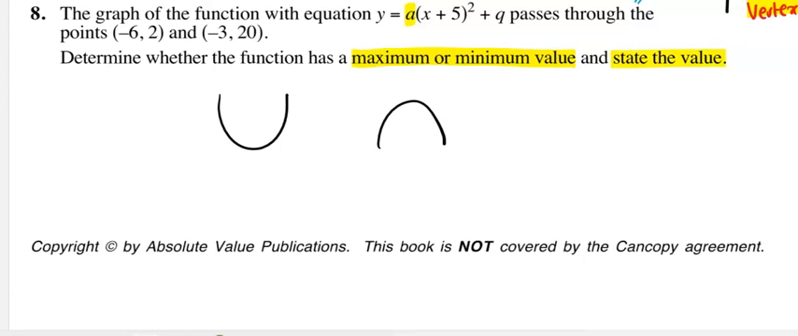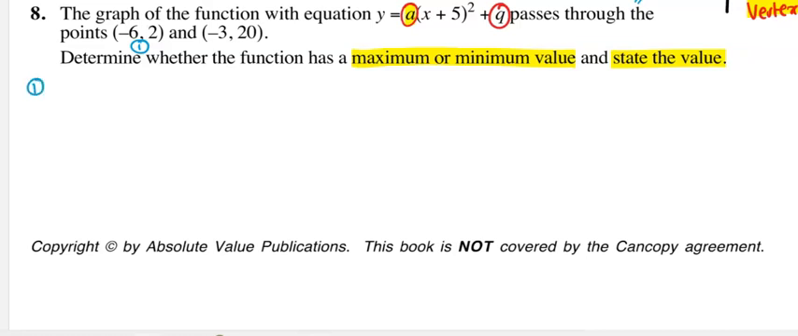And remember that if I want to state the minimum or maximum value, that's asking us what y is equal to. Y is the q coordinate in our vertex since we have vertex is equal to p, comma, q. So yeah, we're going to have to do the same thing as last time, solving for a and q this time. Again, we start by forming a system.